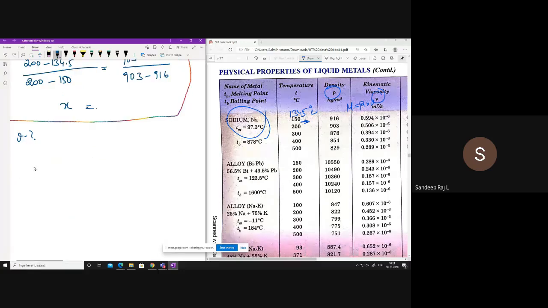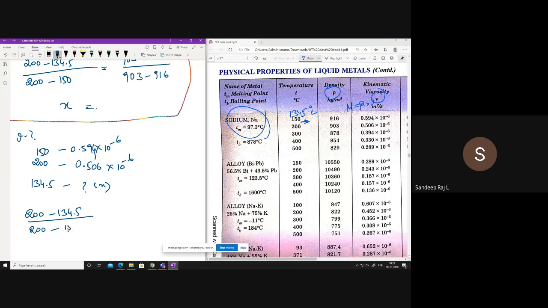So for getting the nu value, 150 is 0.594 into 10 to the power of minus 6, and 200 is 0.506 into 10 to the power of minus 6, and for 134.5 you have to find out the x. That's 200 minus 134.5 by 200 minus 150 is equal to x by 0.506 minus 0.594. I'm taking out this 10 to the power of minus 6 as common. I'll take it at the end.